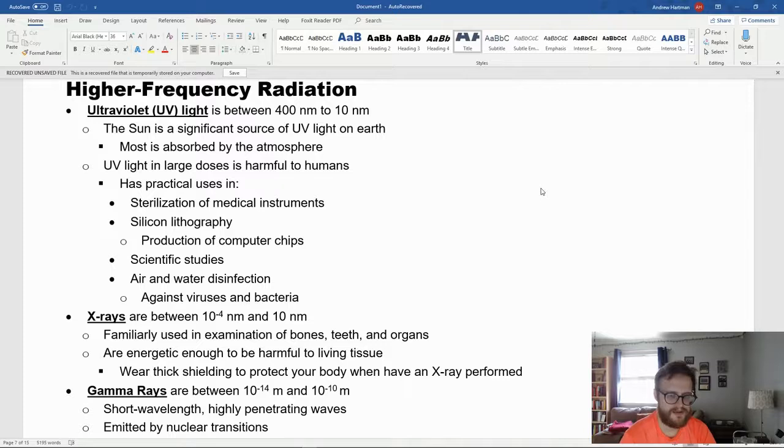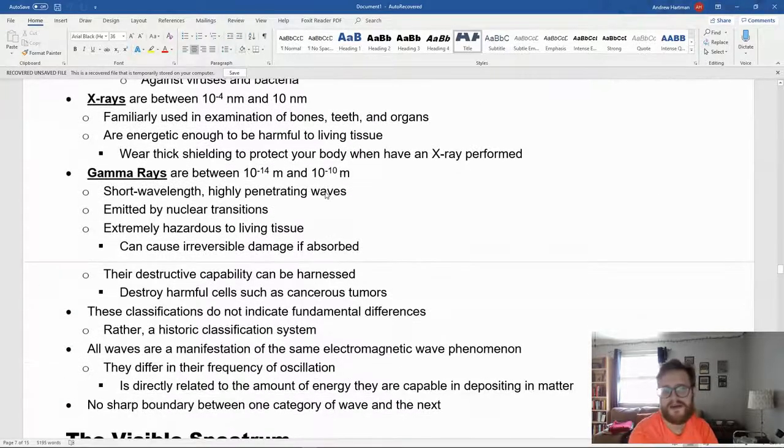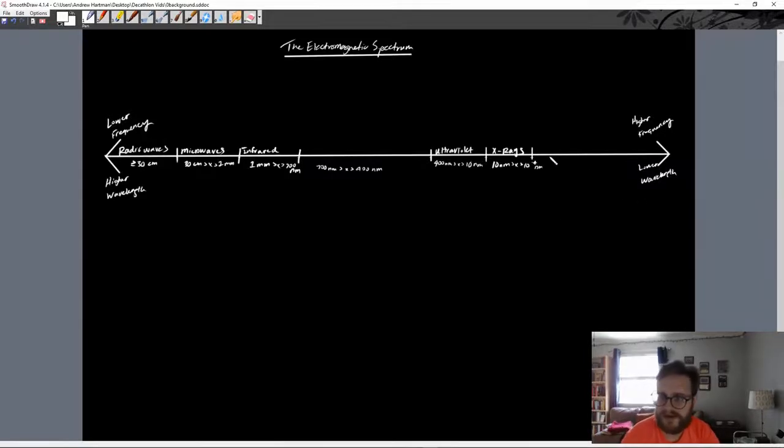You're familiar with X-rays because they are used in the examination of bones, teeth, and organs. But they are also very energetic. They can be very harmful to living tissue, which is why when you go in for X-rays, you usually wear a shield to protect the parts of your body that they don't want hit by the X-rays. And then lastly, shortly not leastly, is gamma rays.